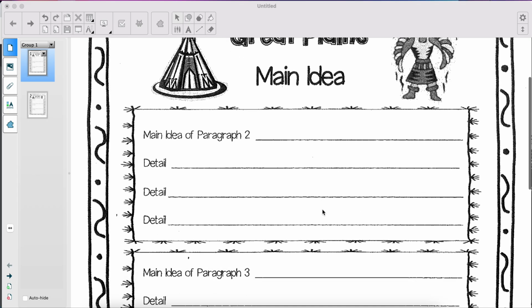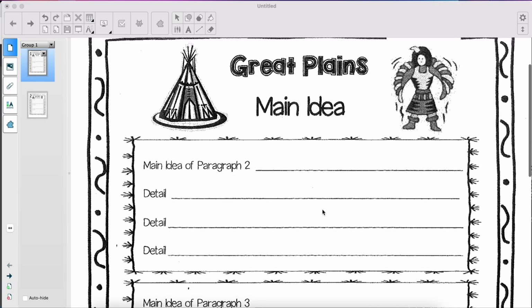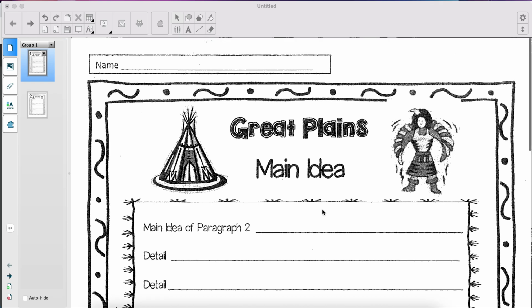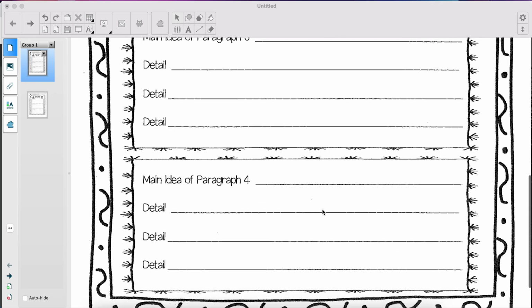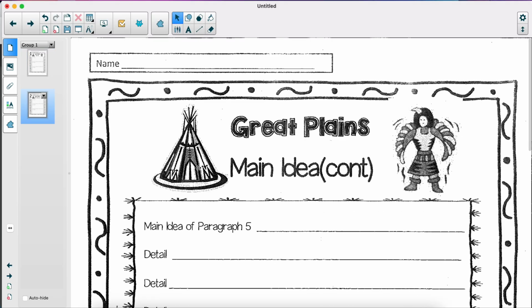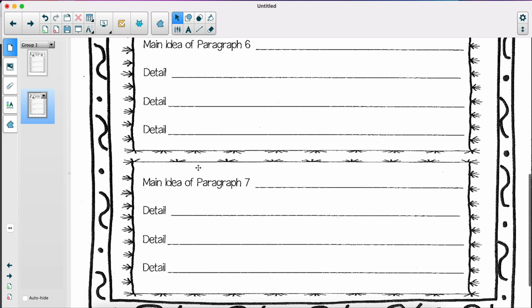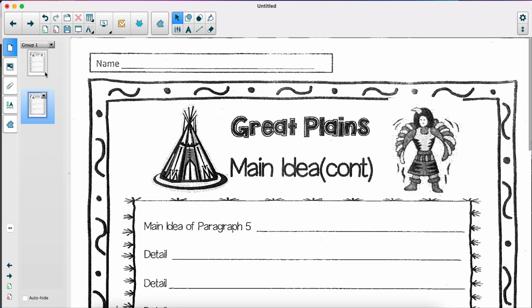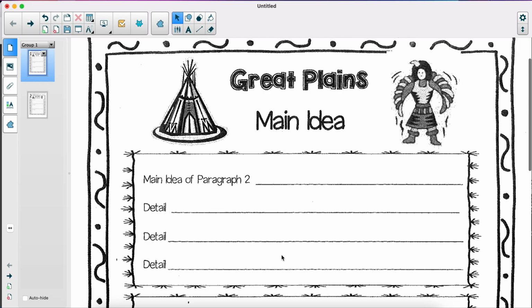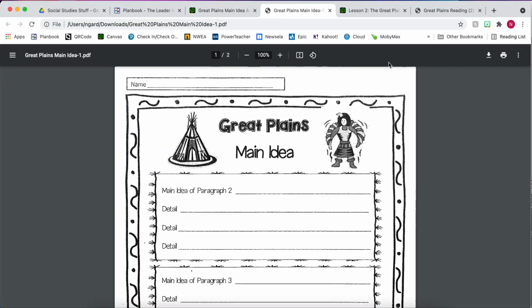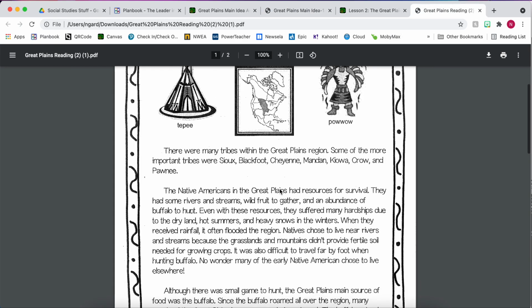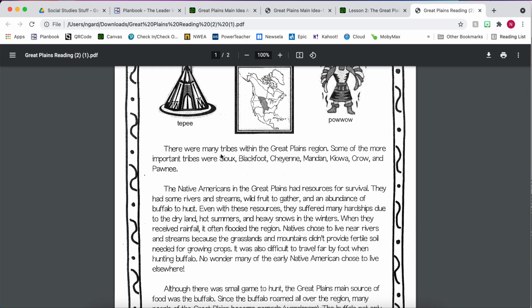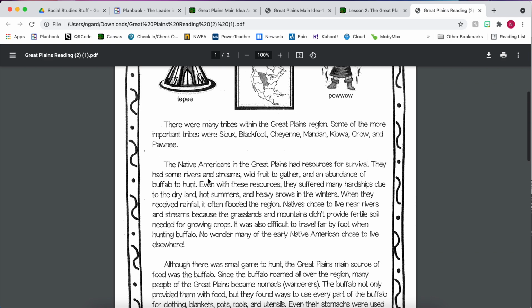We are going to work on main idea. On this paper, there are 6 different sections that we're going to work on for main idea. Notice that it starts on paragraph 2, and I'm going to look back to our story. That just means that we're not using the first one because it is one sentence, I think. So we're starting here.